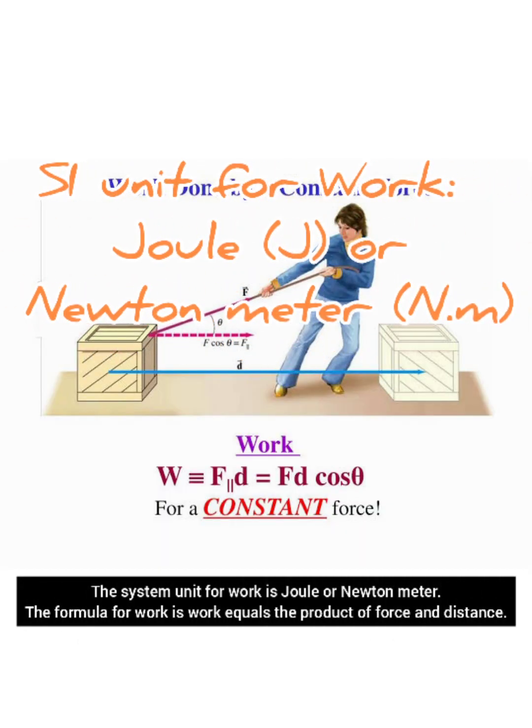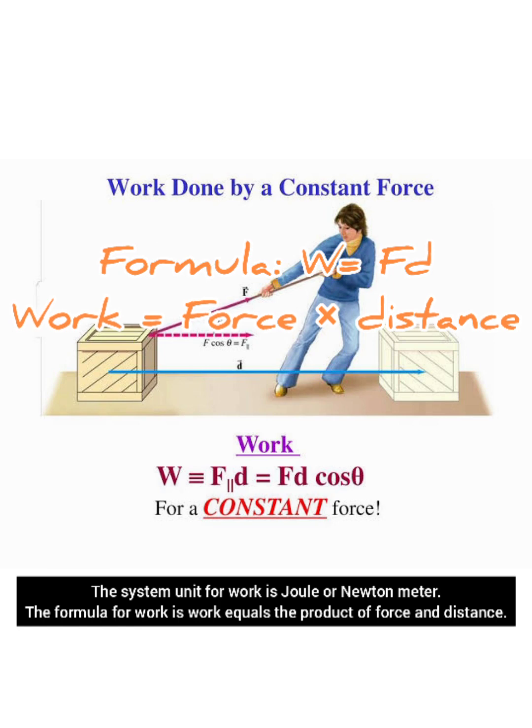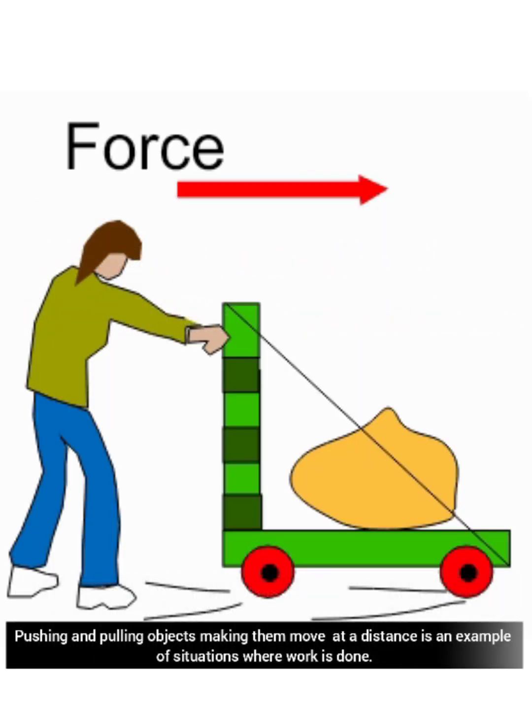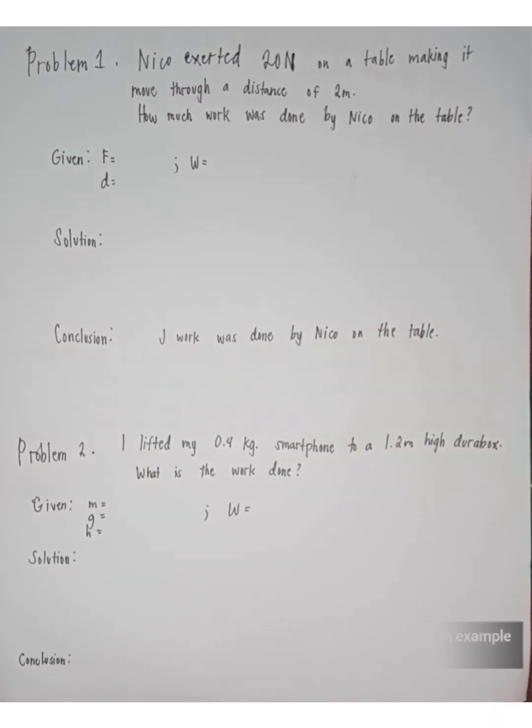The SI unit for work is joule or Newton meter. The formula for work is work equals the product of force and distance. Pushing and pulling objects, making them move at a distance, is an example of situations where work is done. Problem 1.